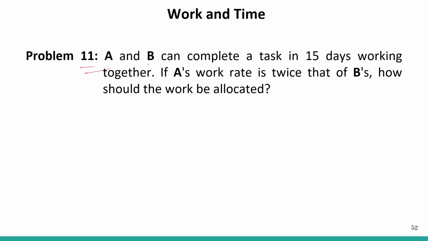So let's see problem number 11. If A and B can complete a task in 15 days working together, and A's work rate is twice that of B, how should the work be allocated?